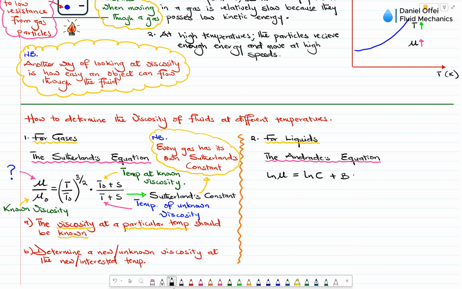For liquids, we use what we call the Andrade's equation, which has two constants that are unknown. So before we can use this equation, we need to determine those two constants, and we can only do that by solving simultaneously. So like I said, we'll look at how to use these equations in the next video, where we'll solve questions with all the formulas that we have learned so far.